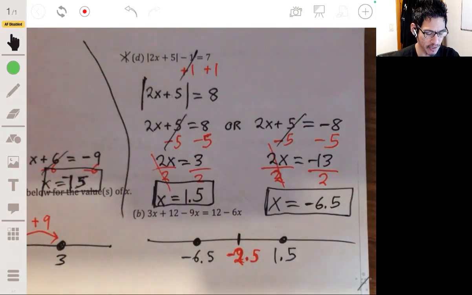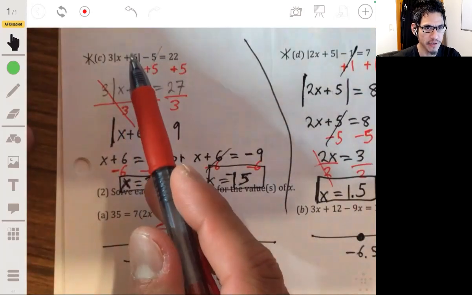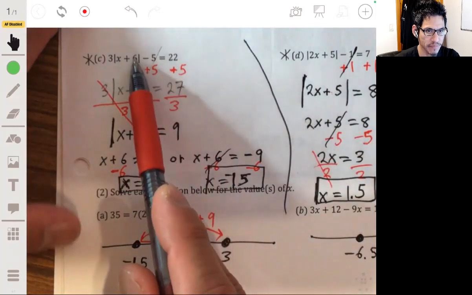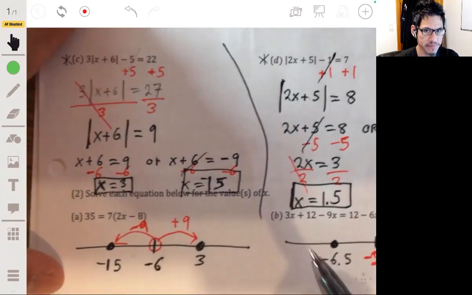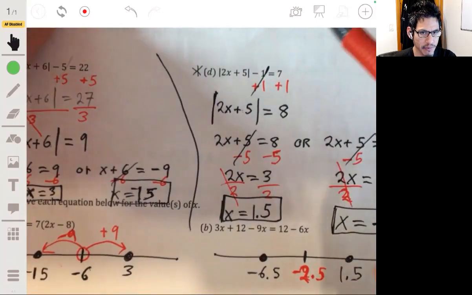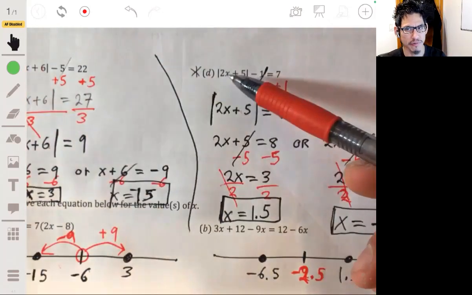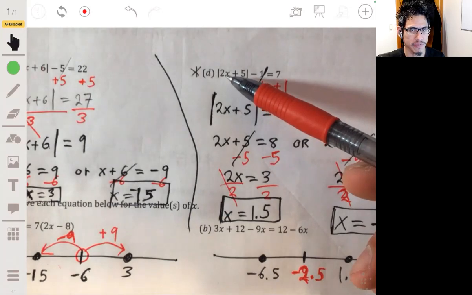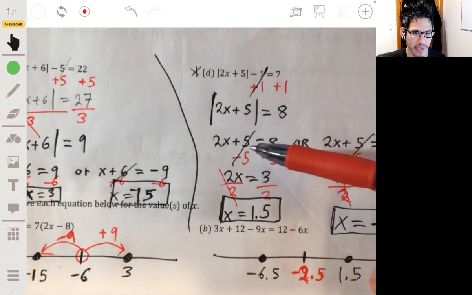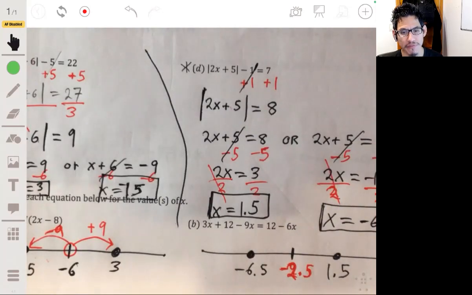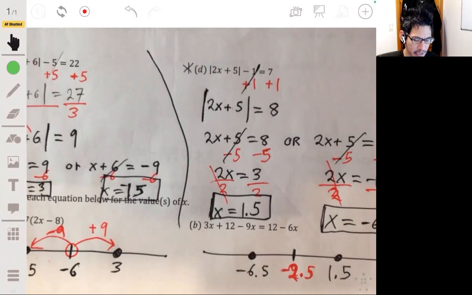Because it's not always easy, not like this one where you just care about negative 6 and what numbers are 9 units away from negative 6. This is like, what numbers, when you double, are going to be 8 units away from negative 5 after you double it. So again, it's kind of complicated to visualize.